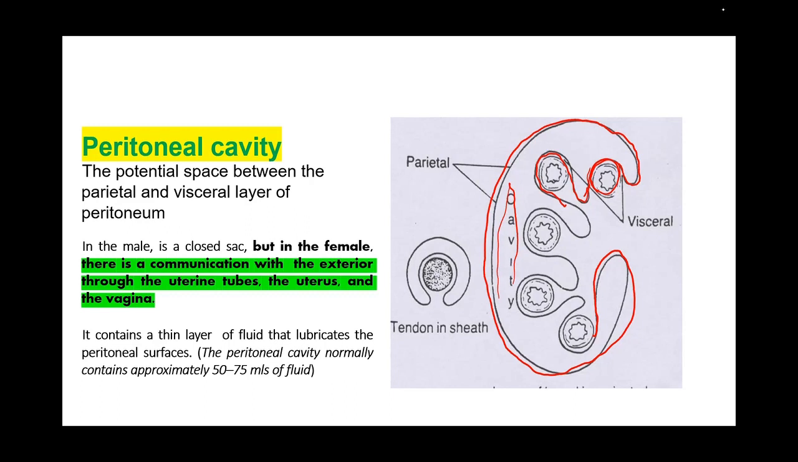There are other forms of peritonitis that are termed secondary peritonitis and tertiary peritonitis. You should know that the peritoneal cavity contains a thin layer of fluid that lubricates the peritoneal surfaces. The peritoneal cavity normally contains approximately 50 to 75 mL of fluid.